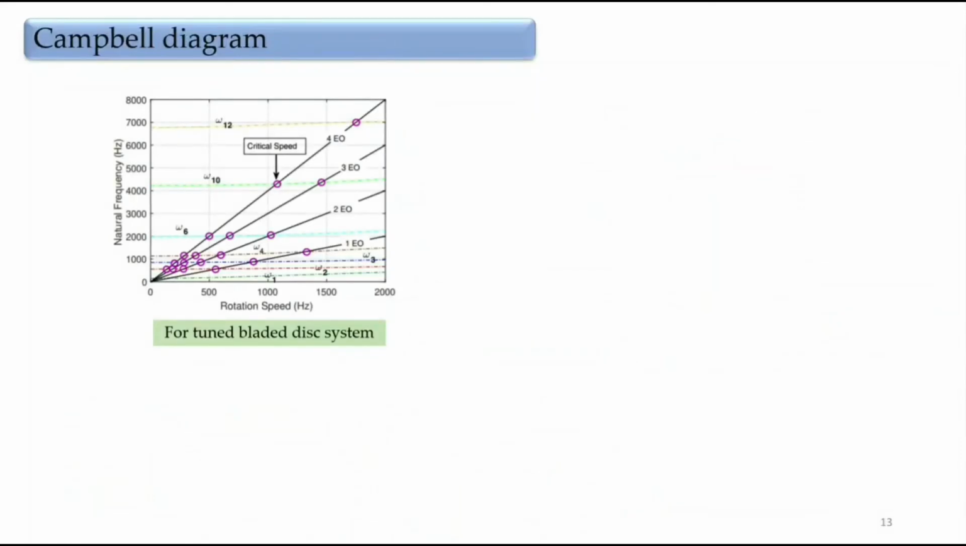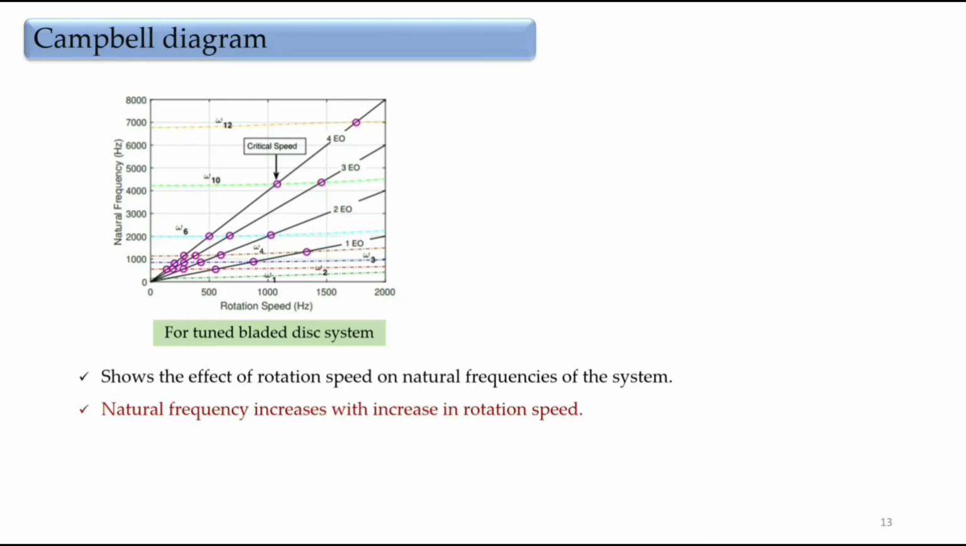Next, in studying the dynamics of rotating systems, the Campbell diagram is one of the important tools. Here it is corresponding to a tuned bladed disk system. It essentially shows the effect of rotational speed on the natural frequency of the system. It can be seen here that the frequency values are monotonically increasing with the increase in rotational speed on account of centrifugal action. The intersection of the frequency curve with different engine order lines gives the critical rotational speed.